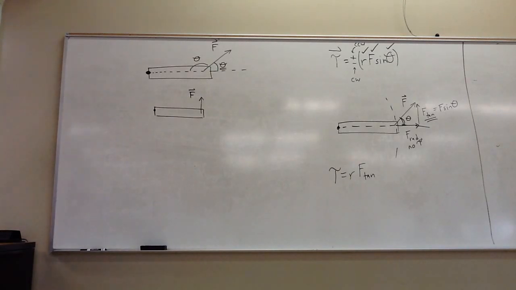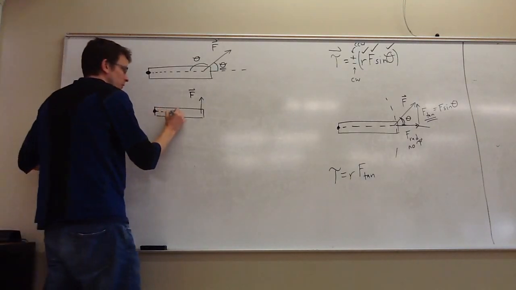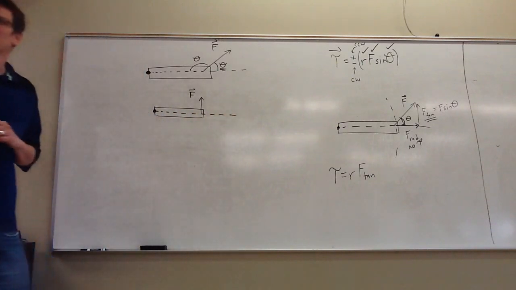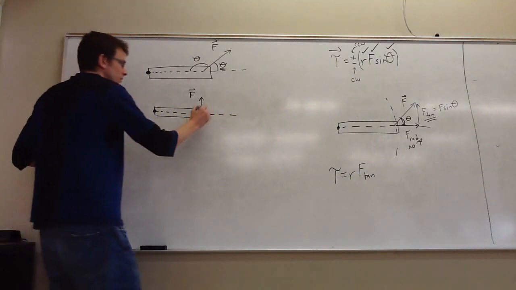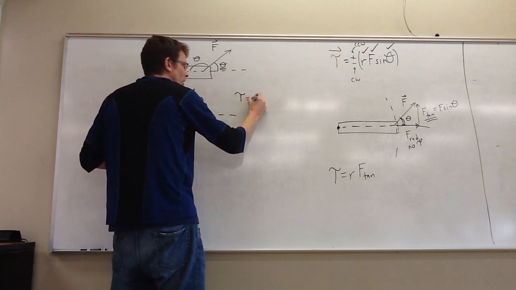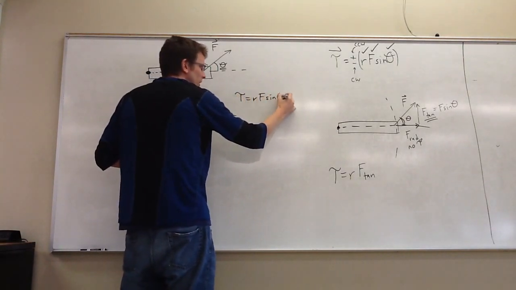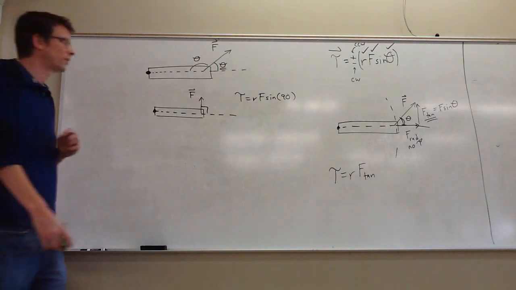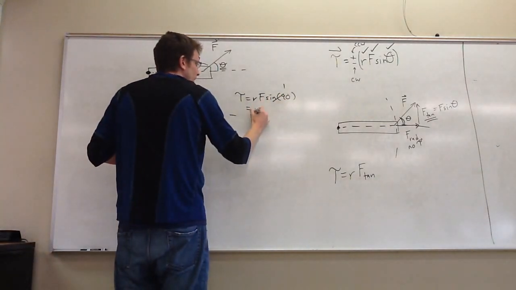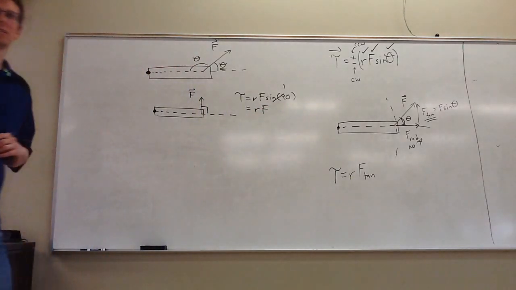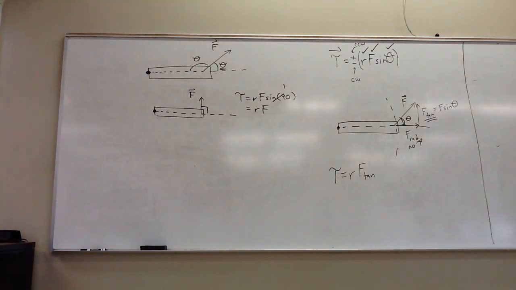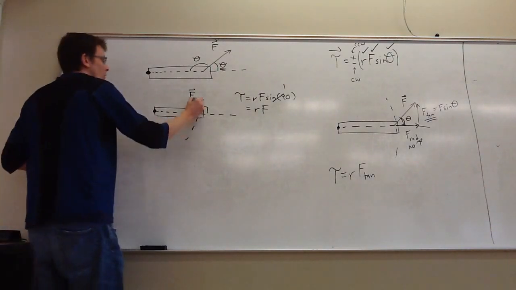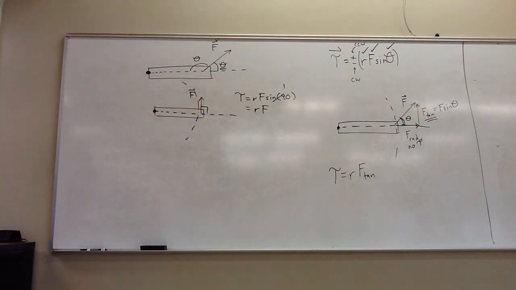So I draw a line out from the pivot through the point where the force is applied. What theta should I use? 90. So I get torque equals RF sine of 90. What's sine of 90? 1. So there I get maximum benefit, right? All of my force is helpful. All of my force is tangential, so all of it counts in the torque. All of it's along the circle, right?